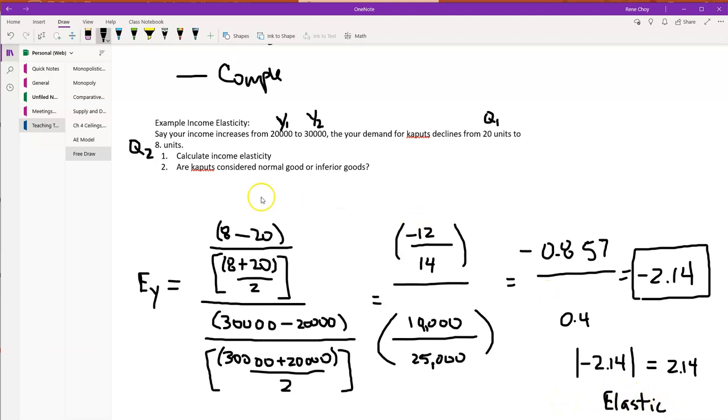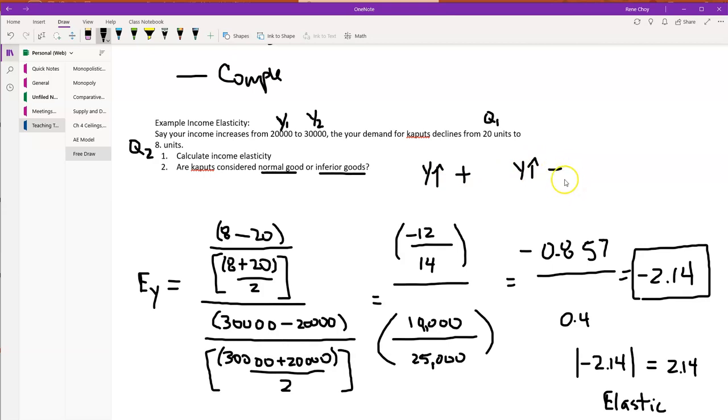Okay? All right, now the next question is, are these considered normal or are they considered inferior goods? Now, how do you know? Well, a lot of it has to do with your behavior. Normal goods are goods that you buy because you like them. So basically, as your income increases, you're going to buy more of them. But inferior goods are goods that you buy because you don't really like them. You just kind of settle for them. So as your income goes up, you buy less of them. That's what an inferior good is.